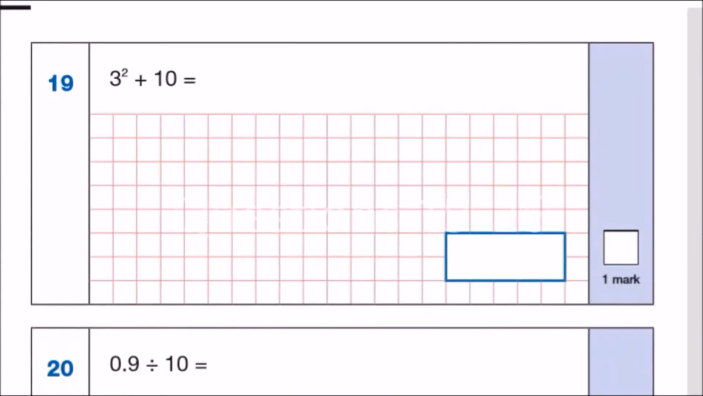Okay, here we are, guys. So question 19. Now they want us to find 3 squared plus 10. This is easy because we should know that 3 squared just equals 9.